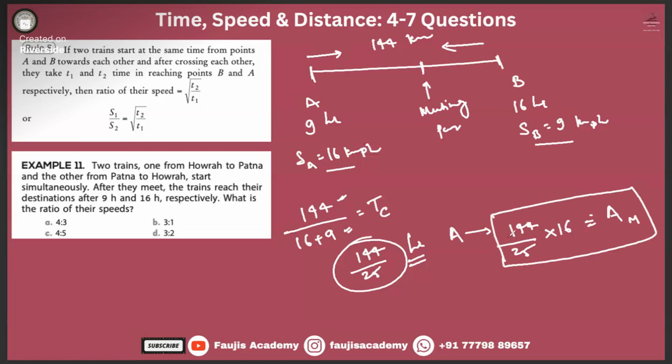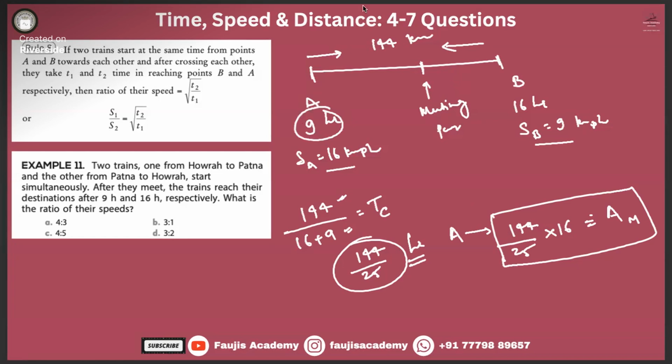Sir, why did you take 9 hours and 16 kilometers per hour? Because after crossing each other, they took 9 and 16 hours, right? So it is not the total time taken to cover the 144, it's a partial time. Then how can you take 16 kilometers per hour as the speed? You are right, we should take some different values. But the only information they have given here is the time after crossing.